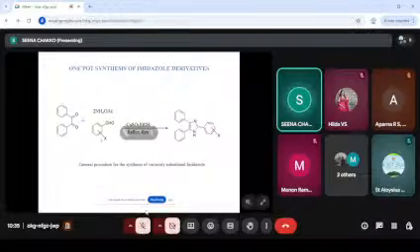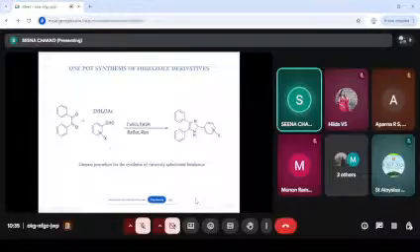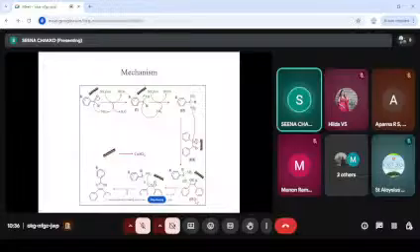The one-pot synthesis of imidazole derivatives. This is the general procedure for the synthesis of variously substituted imidazoles. The benzil reacted with two molecules of ammonium acetate and variously substituted aldehyde in the presence of copper sulfate as a catalyst, with ethanol as a solvent, to yield variously substituted imidazole derivatives. And this is the possible mechanism of the reaction.